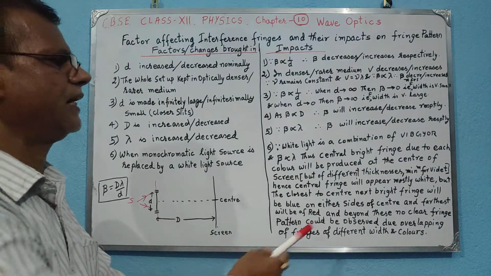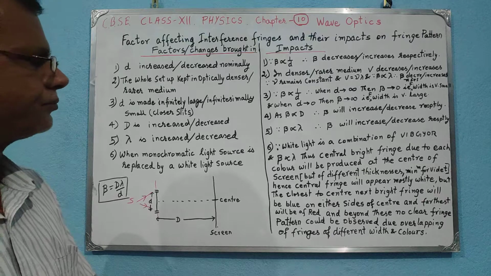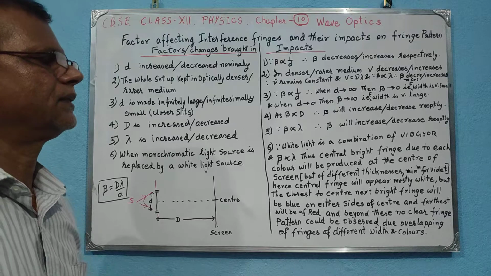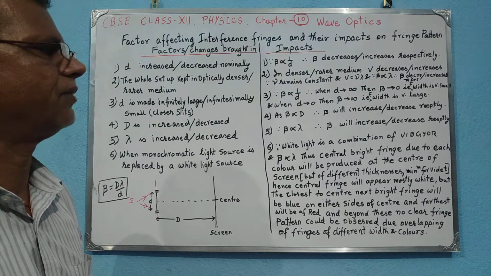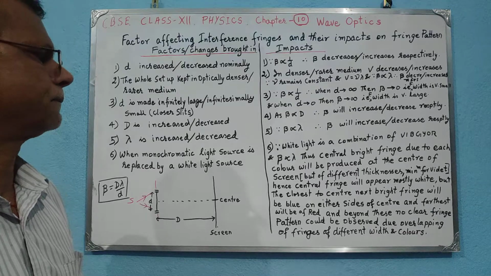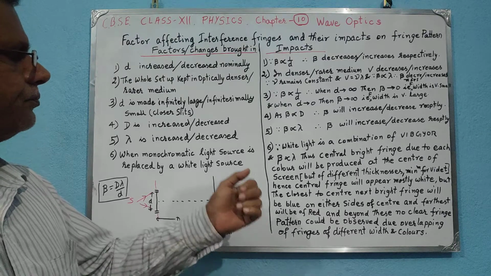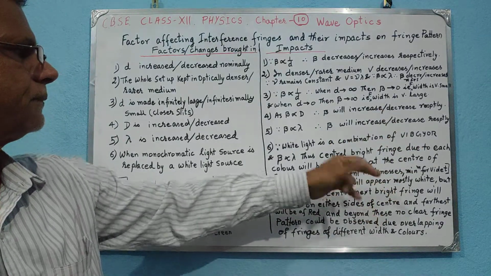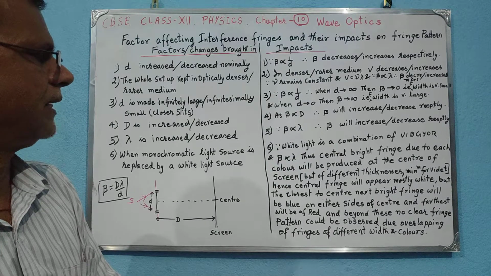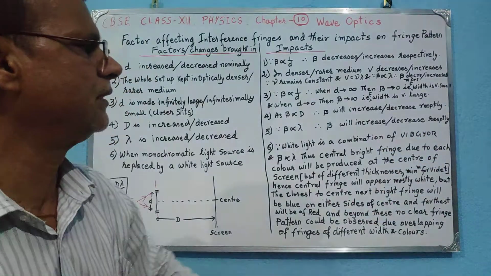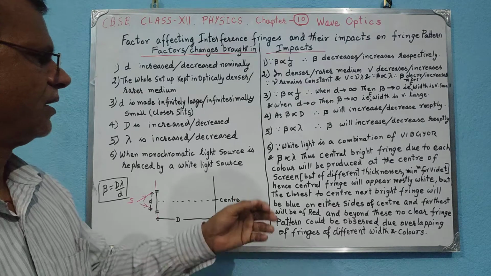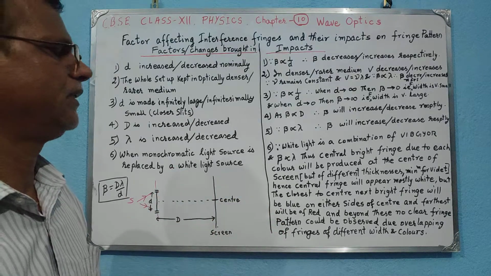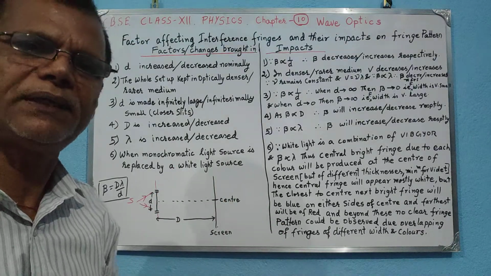In white light we have 7 colors, VIBGYOR. They have different frequency, they have different wavelength. The red has the largest wavelength and violet has the smallest wavelength. And therefore fringe width for the violet color will be least, because beta is directly proportional to lambda, and fringe width for red will be the widest, and those in between will have fringe width in between these two. This is the basic fact.